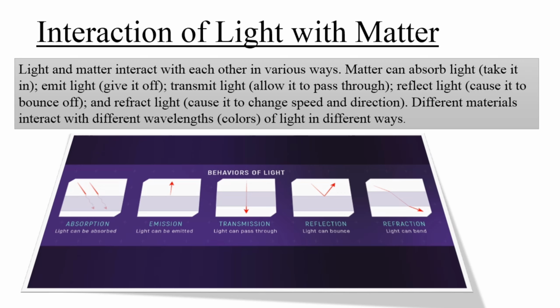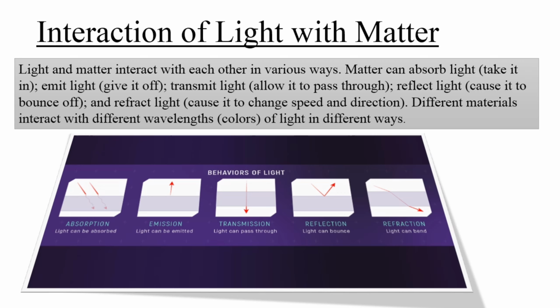So absorption. Matter can absorb light, which means it takes in the light energy. For example, a black surface absorbs most light, which is why it feels warm in the sun. Next is emission. Matter can emit light, meaning it gives off light, like a glowing bulb or a firefly that produces its own light.